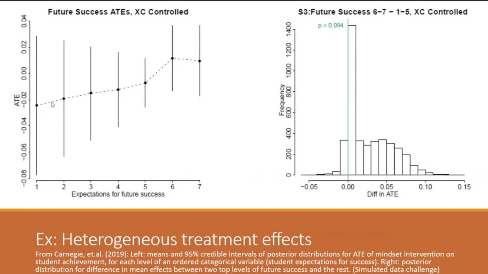We're taking smaller groups from subsets of the data, as you would with any subset analysis, but we can see that there's certainly a trend where the more expectation they have for success, the less the impact of this intervention is.